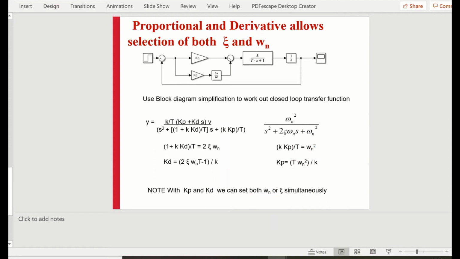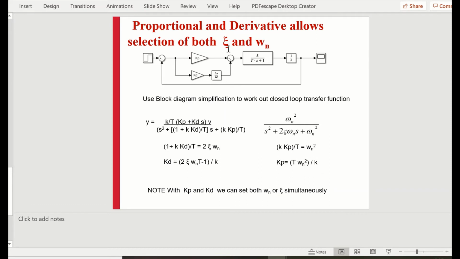Now, what we're actually going to do though is this. Here's our closed loop system. Here's our second order system. We know that term is the same as that one. So we can get some little equation now that this is equal to this. So that's equal to that. And we can rearrange this and we get Kp is simply omega n squared, the little T is underneath there, so it becomes on the top, and the K goes underneath. So Kp is T omega n squared over K.